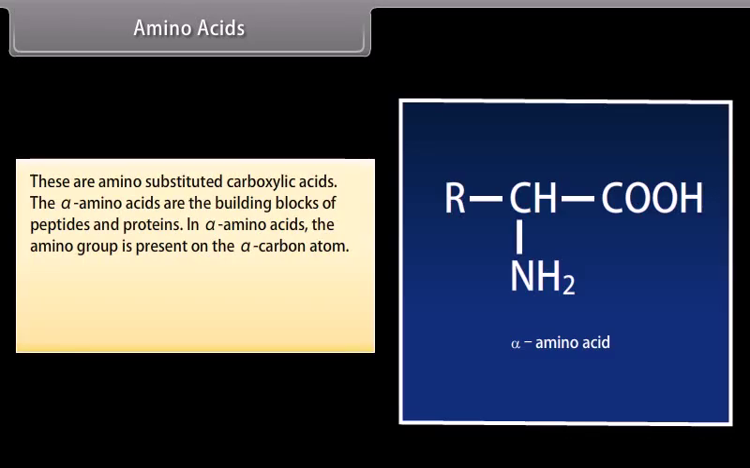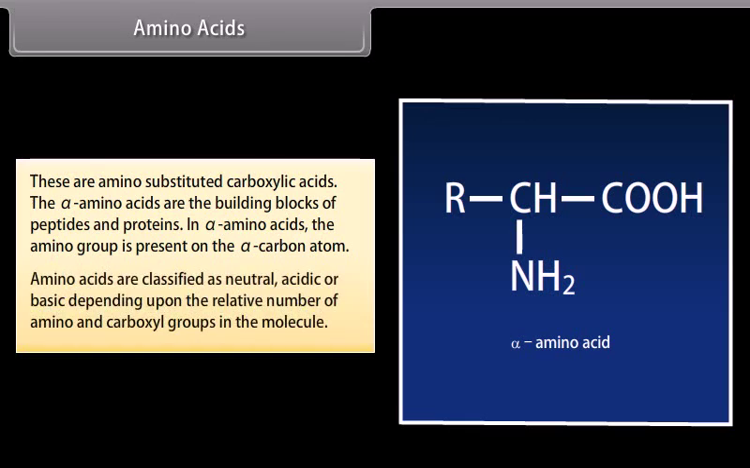Amino acids. These are amino-substituted carboxylic acids. The alpha amino acids are the building blocks of peptides and proteins. In alpha amino acids, the amino group is present on the alpha carbon atom. Amino acids are classified as neutral, acidic or basic, depending upon the relative number of amino and carboxyl groups in the molecule.